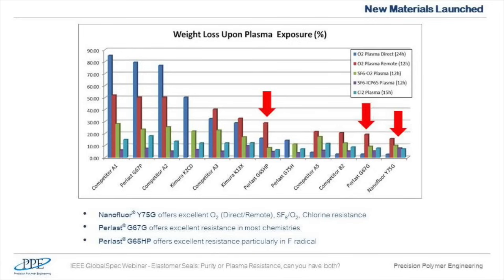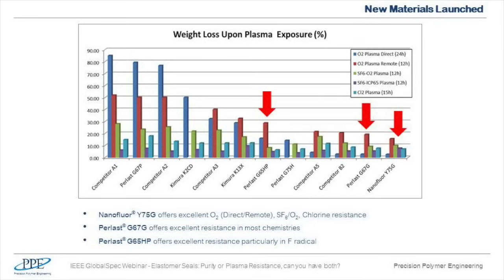Okay, Perlast G67G. This material is very good in all plasma chemistries, including high radical fluorine plasma, as it is an FFKM material. Perlast G67G also has a similar type of high purity nanoparticle filler system to the previous material.